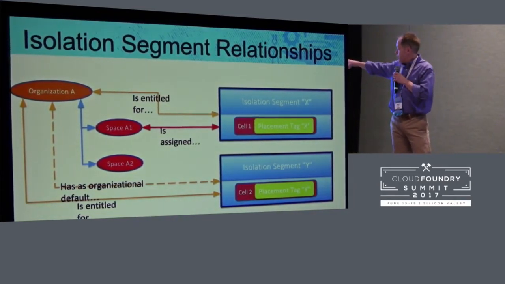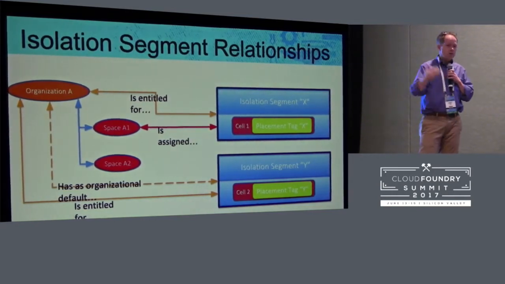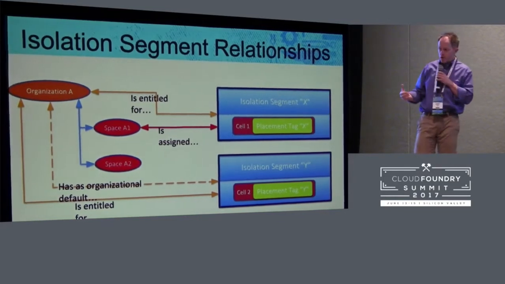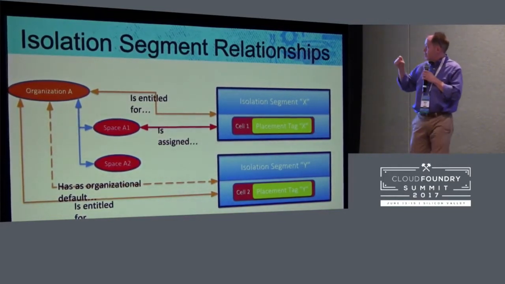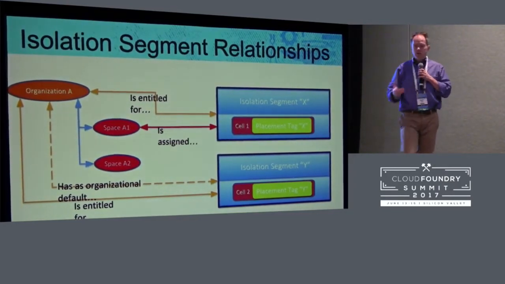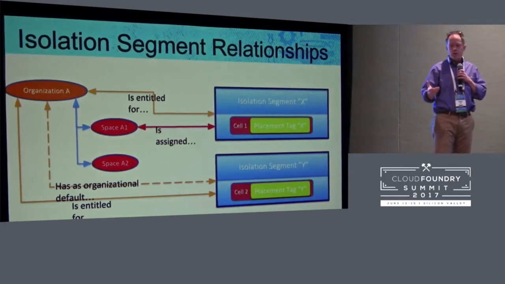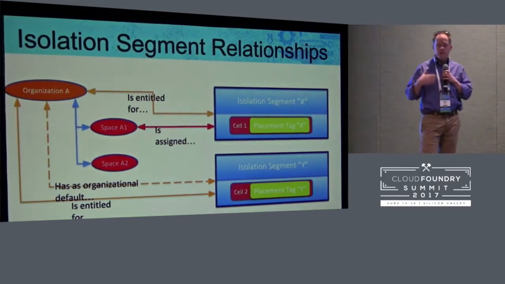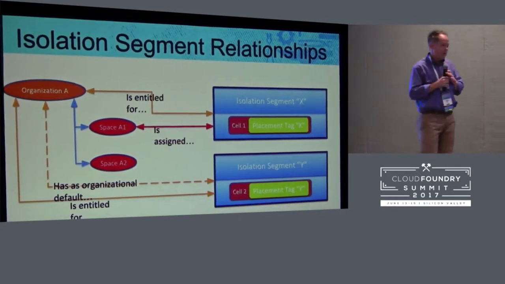So he would set the organizational default, and then any space, such as space A2, any space that already exists, or spaces that he creates subsequently, pushes to those spaces will automatically land the apps in cell number 2. And once again, all the developer is doing is targeting a space and doing a CF push. He doesn't actually have to know that all of this plumbing exists under the covers.